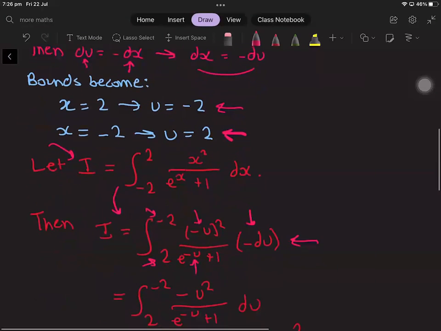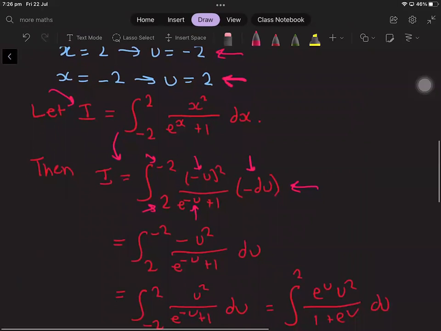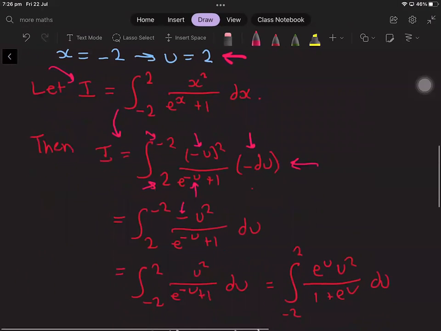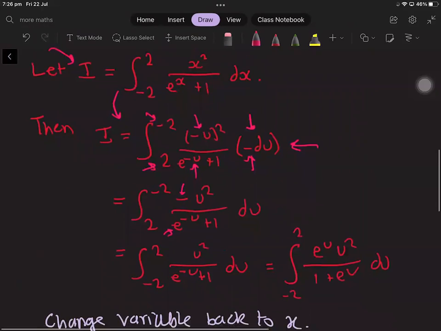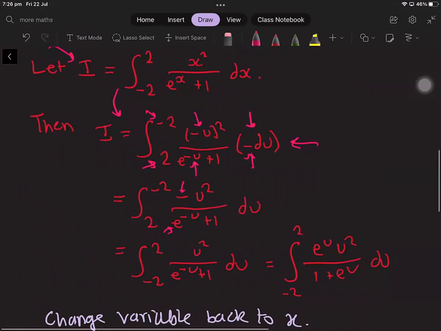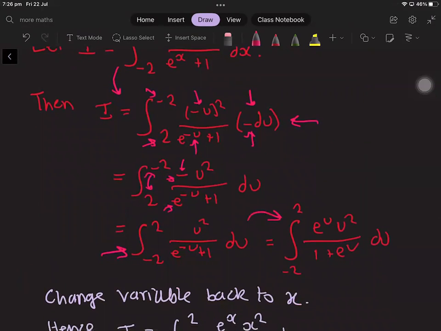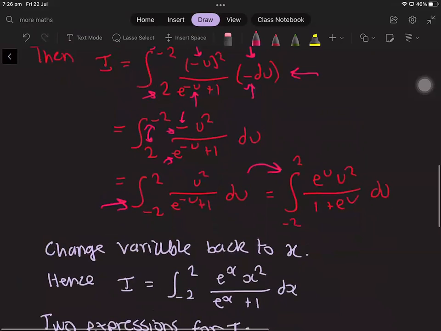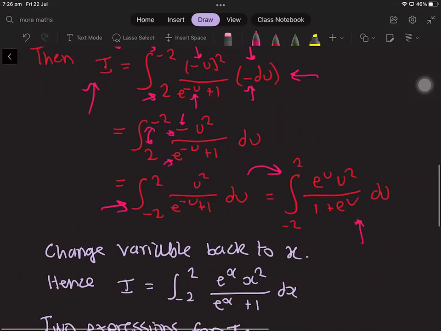And we can now equate this, so we get a minus u squared, so the minus is from here, and then divided by e to the minus u plus 1. And now we can swap the bounds. So if we swap the bounds, then the minus sign goes away. So we have the bounds going from -2 to 2, and u squared over e to the minus u plus 1 du. And now we can multiply the numerator and denominator by e to the power of u. So we get the integral of e to the u times u squared over 1 plus e to the u du. And so we have an equivalent expression for I in terms of u here.